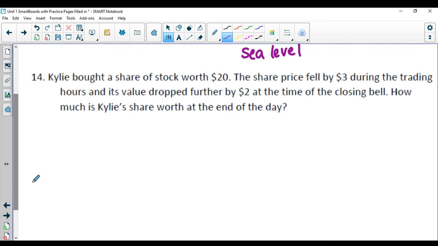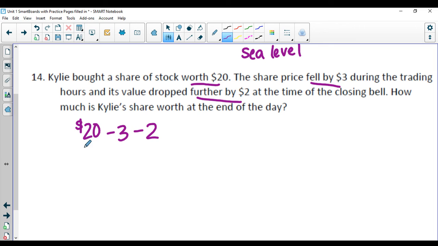Final question for today. Kylie bought a share of stock worth $20. So that's the positive right now. The share price fell by $3. So it went down 3 during the trading hours, and its value dropped further by $2. So minus another 2 at the time of the closing bell. How much is Kylie's share worth at the end of the day?